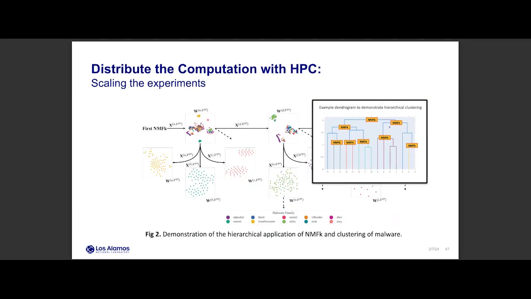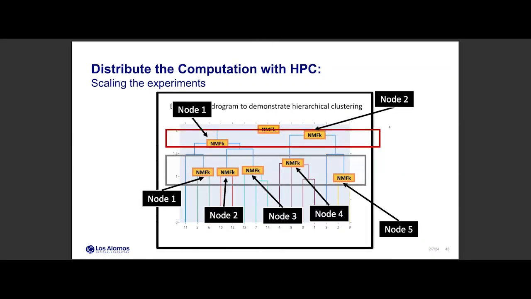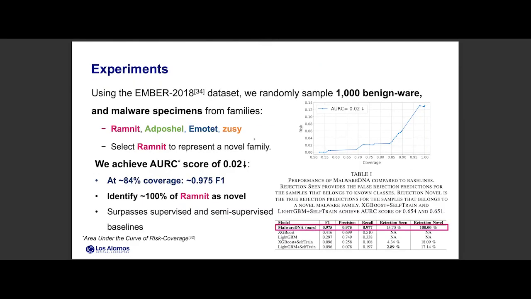And this method we can distribute with HPC systems, because when you apply factorization in a hierarchical manner, these are independent components that can be distributed on an HPC system. We applied it to the EMBER dataset in a small-scale experiment. These are preliminary results. We selected some malware families randomly from the dataset, and we selected one of them to represent the novel family. Here you can see that with more traditional scores like F1, precision, and recall, it is performing better than our baselines, which previously reported state-of-the-art results for the EMBER dataset. In addition, rejection novel is essentially how much of the samples I detect as novel. It is doing a really good job at detecting them as novel.